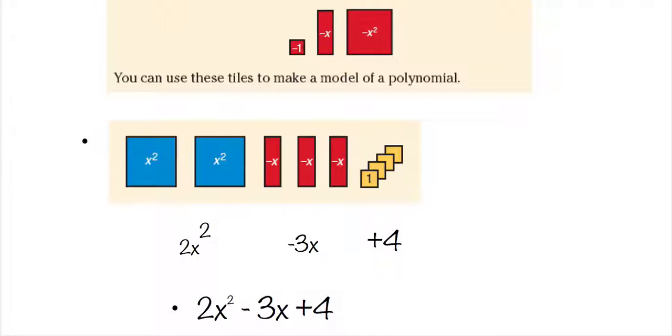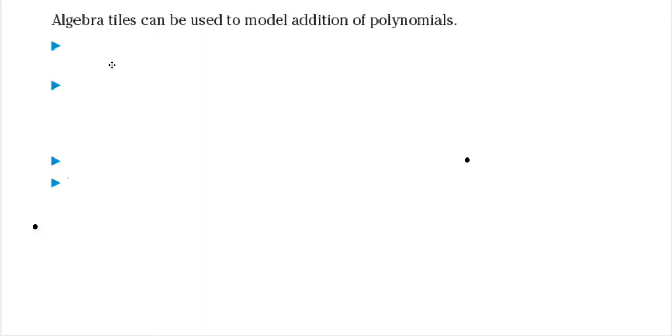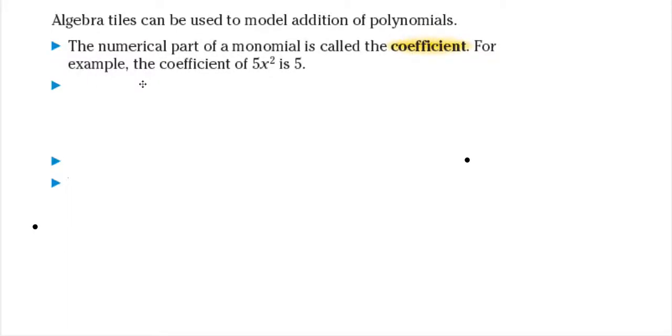Okay, how do we use this? First, let's talk about some definitions, and then we'll discuss how we use algebra tiles to add polynomials. Let's talk about what a coefficient is. The numerical part of a monomial is called the coefficient. For example, 5x squared. The coefficient of 5x squared is 5, the numerical part of our monomial.